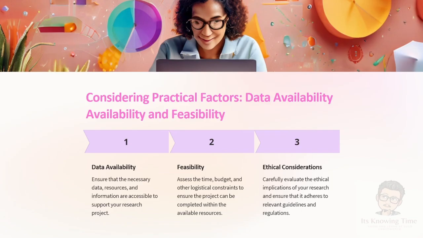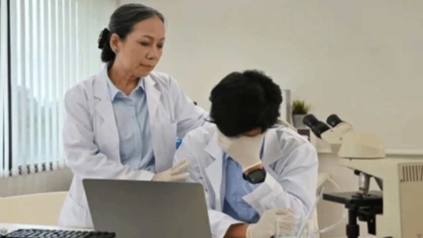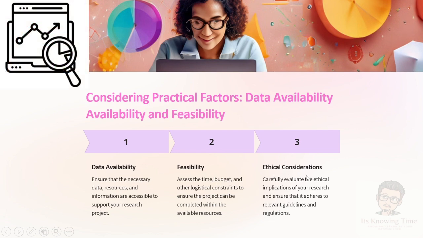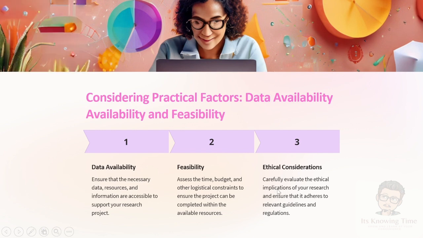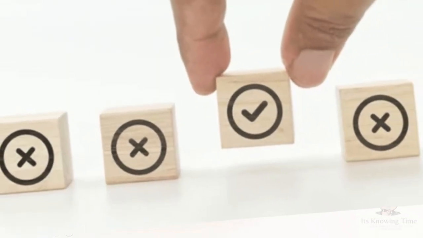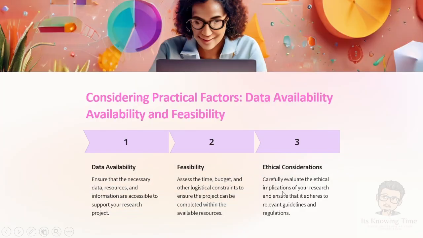You have to prepare for the upcoming difficulties. So considering practical factors, data availability and feasibility is important. Do you have access to the data you need? Is your project doable with the time and resources you have? And don't forget about ethics as well, the ethical considerations. It's important to follow the rules and guidelines of the university or those set by the scientific community or the international standards for conducting social sciences.